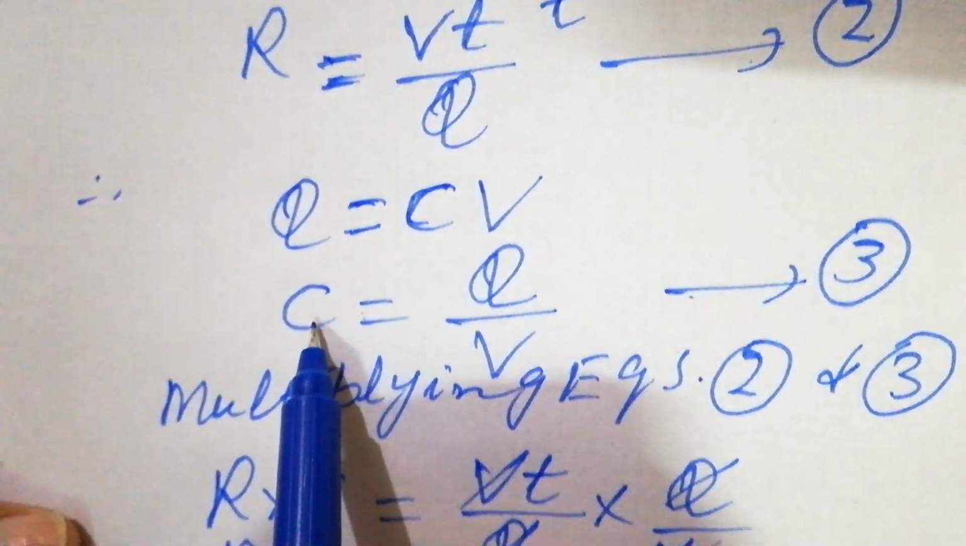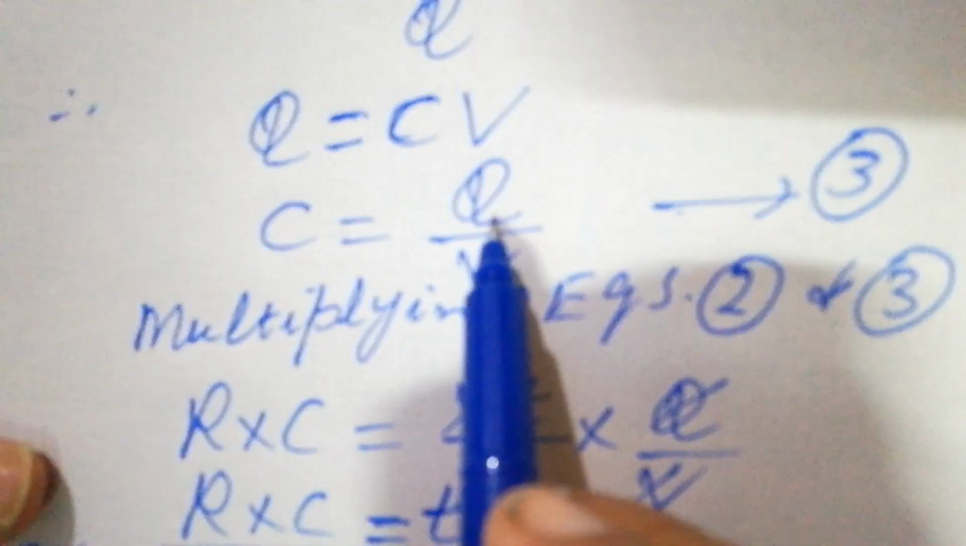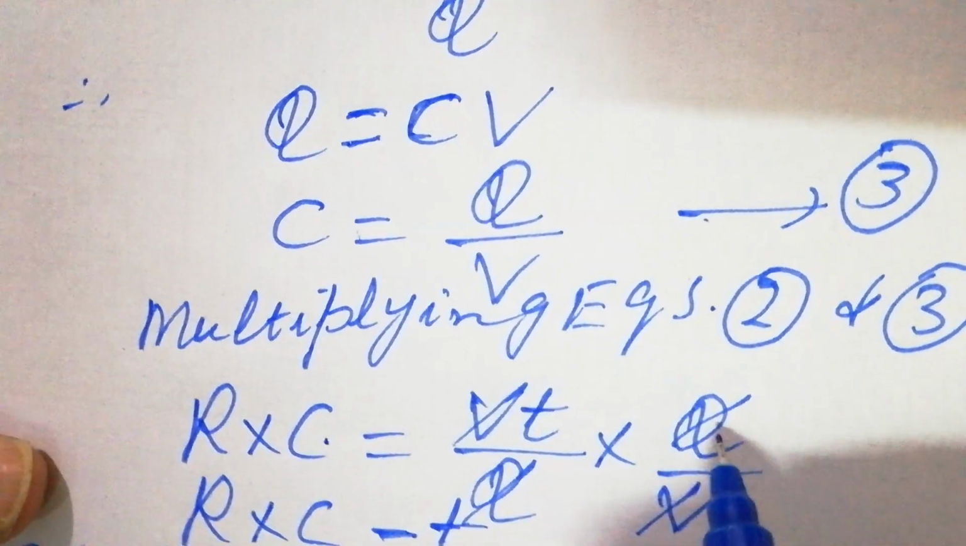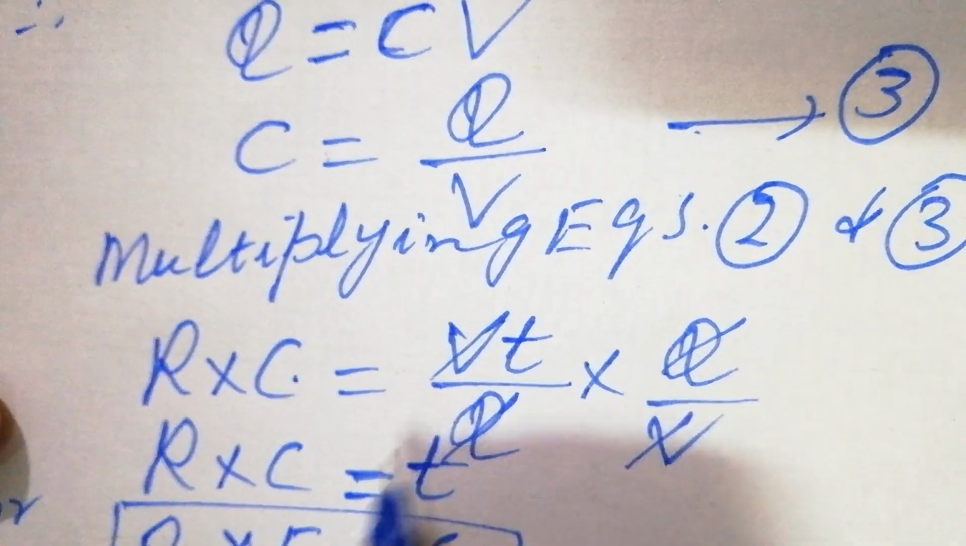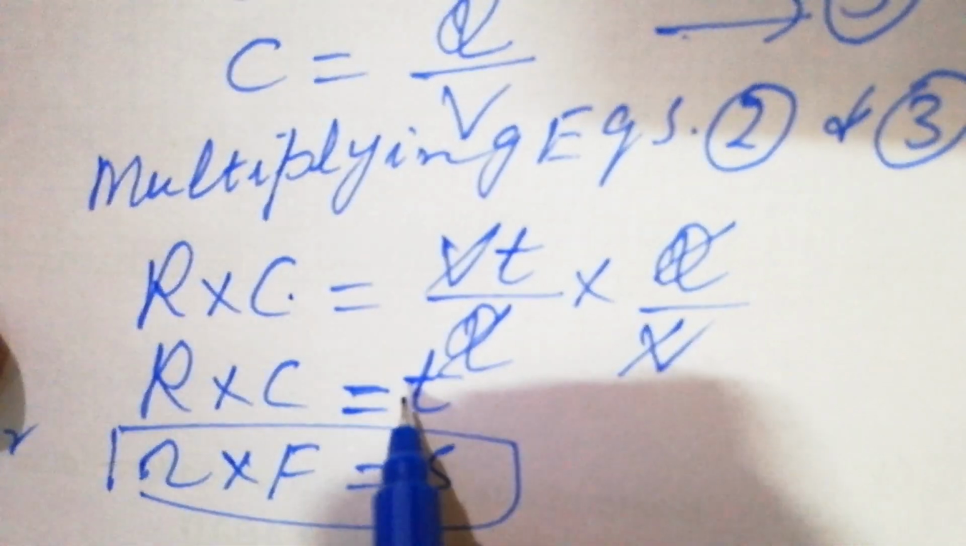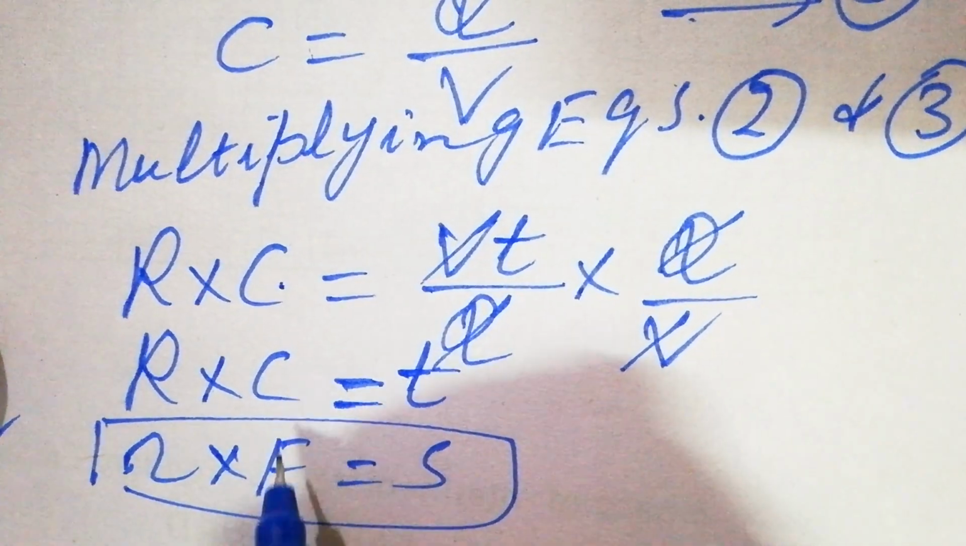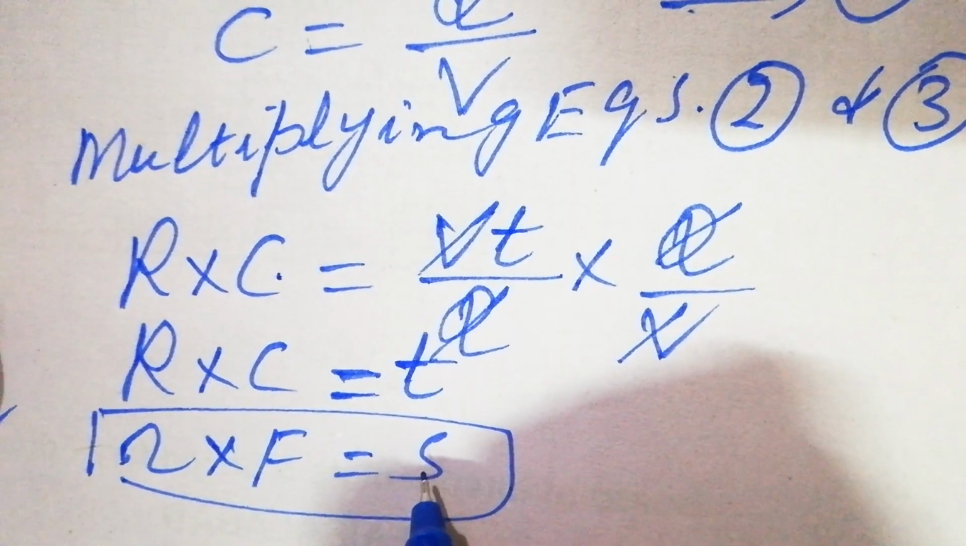Left hand side is multiplied by left side and right side is multiplied by right side. R into C is equal to Vt over Q into Q over V, Q is cancelled, and we get R into C is equal to time constant. The unit of resistance is ohm, the unit of capacitance is farad, and time is second.